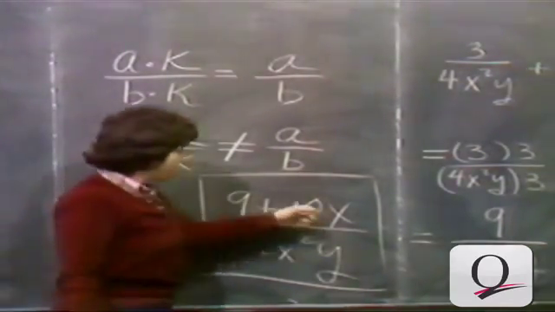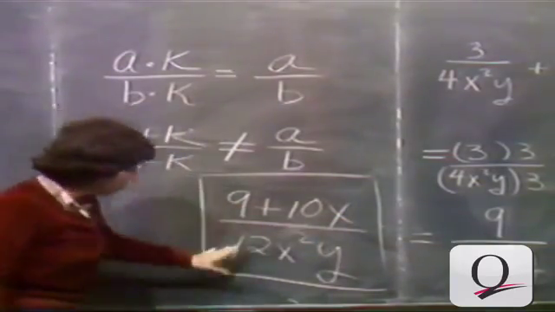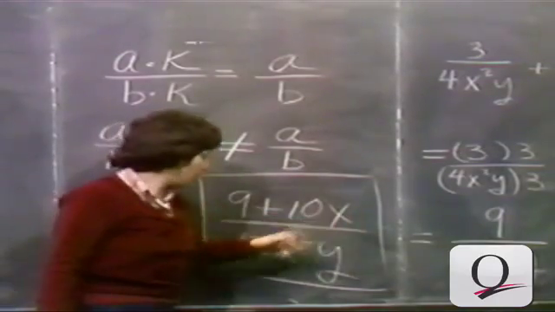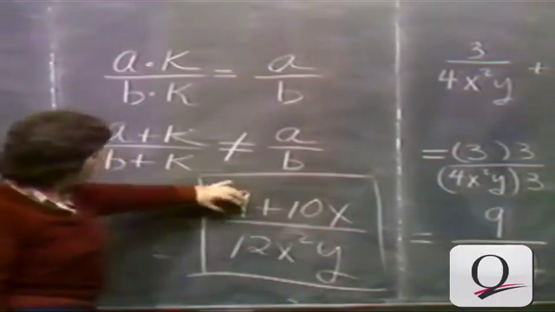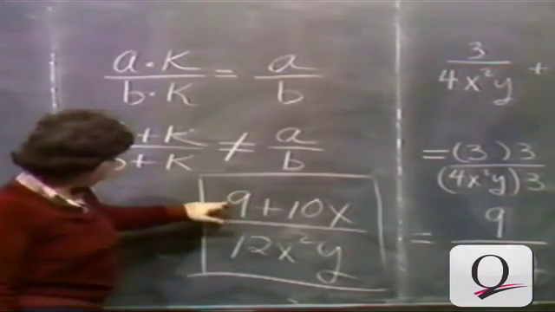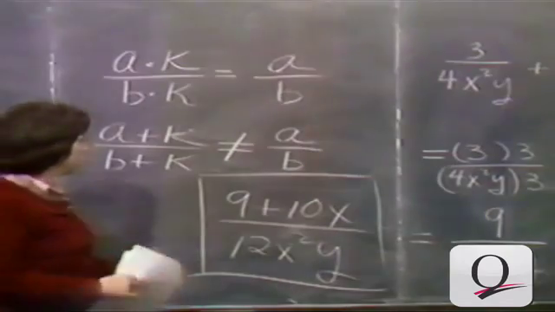Okay, 9 is not a factor of the numerator. This is not 9 times 10x over 12x squared y. If it was 9 times 10x over 12x squared y, 9 would be a factor of the numerator. We could factor things out. You could divide the 9 by 3, the 12 by 3. That's an altogether different problem.